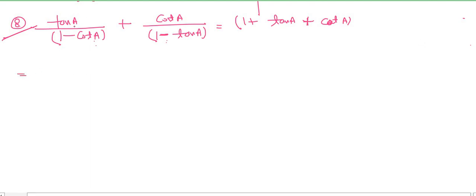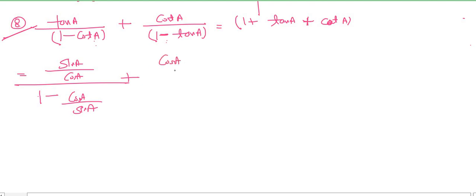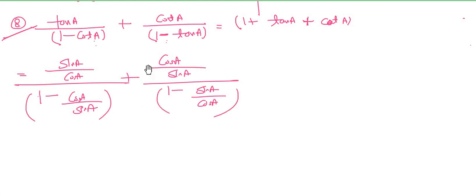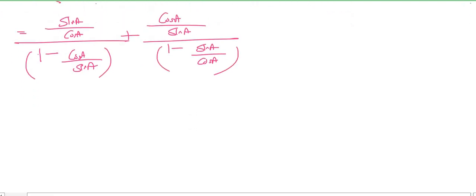Okay, तो tan को क्या लिखेंगे? Tan can I write sin by cos, and here cot is cos by sin, plus what is cot? Cos by sin, and this is 1 minus sin by cos. Okay, now what? Now what can we do? Simplify, that's all. So sin A by cos A.